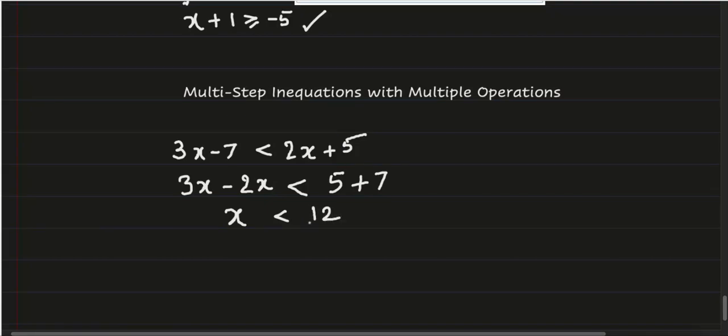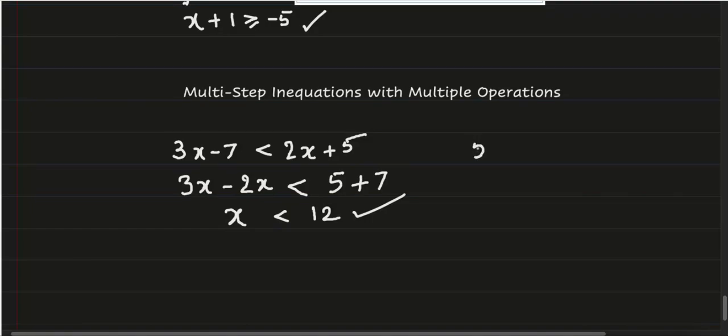So we have the solution as x less than 12, and you know that we can represent this solution in various forms, on a number line or in inequality notation form, and different types we can have as per the question. But let's move on to the next problem here.